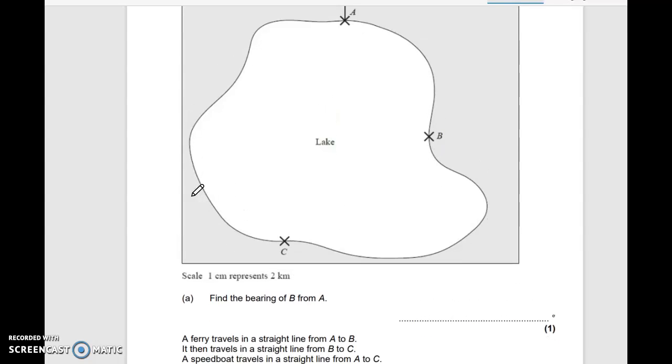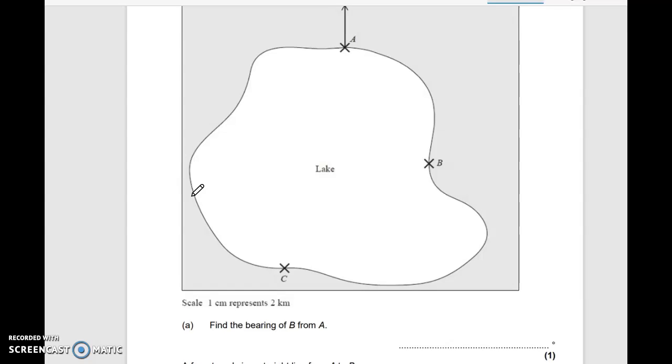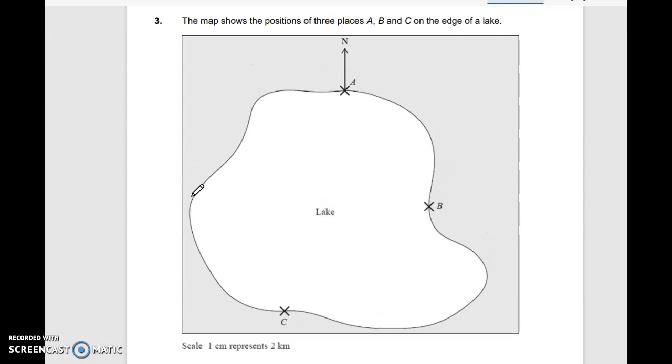So first of all, it says part A, find the bearing of B from A. So what you're going to do with a ruler is you're going to join up B and A, okay, with a straight line unlike mine.